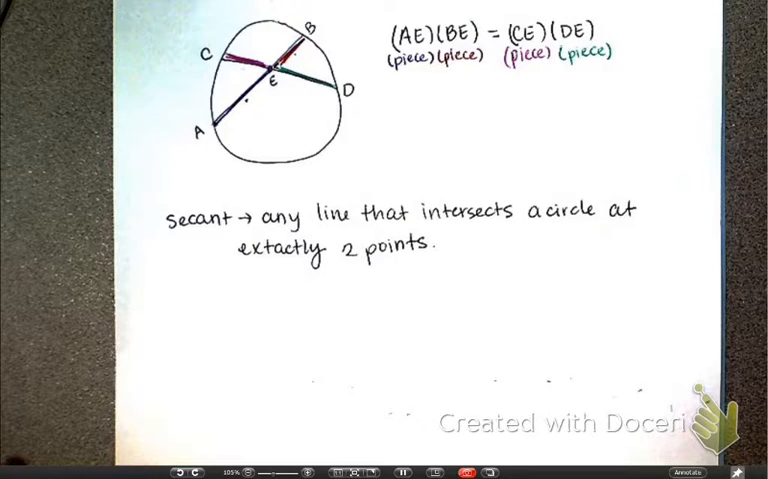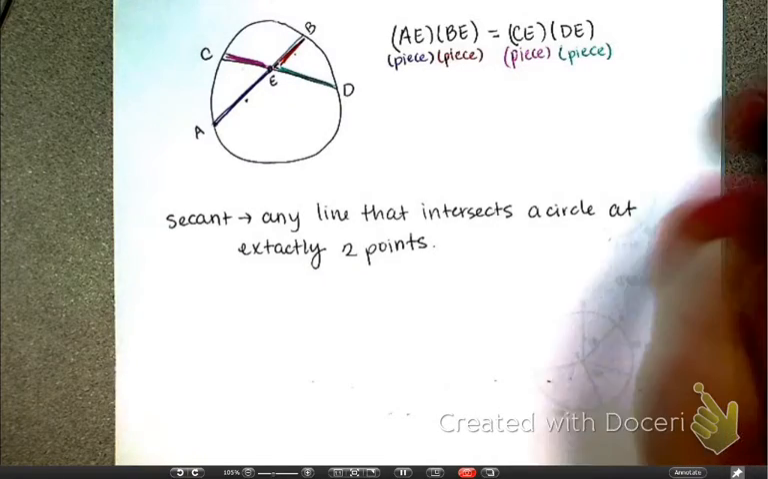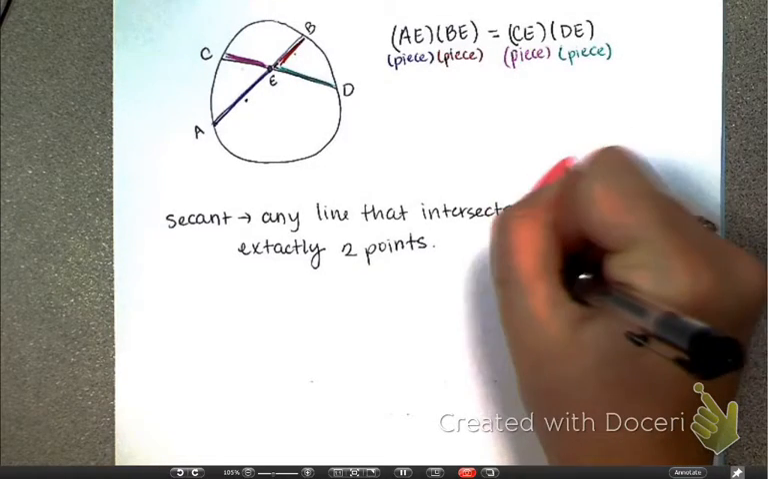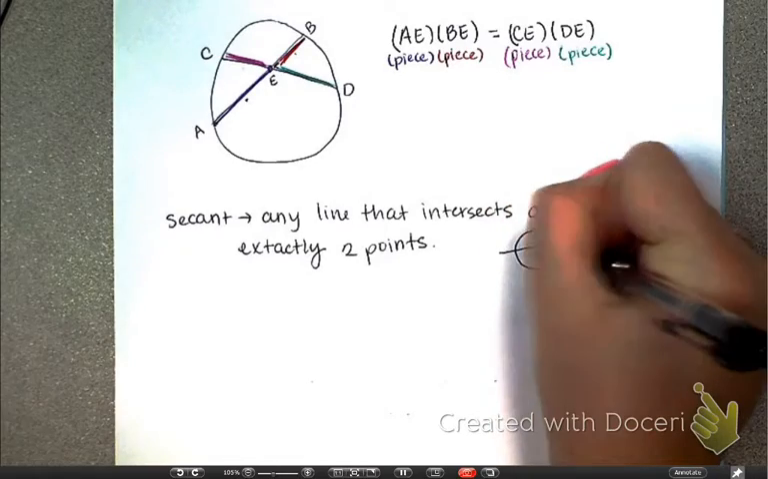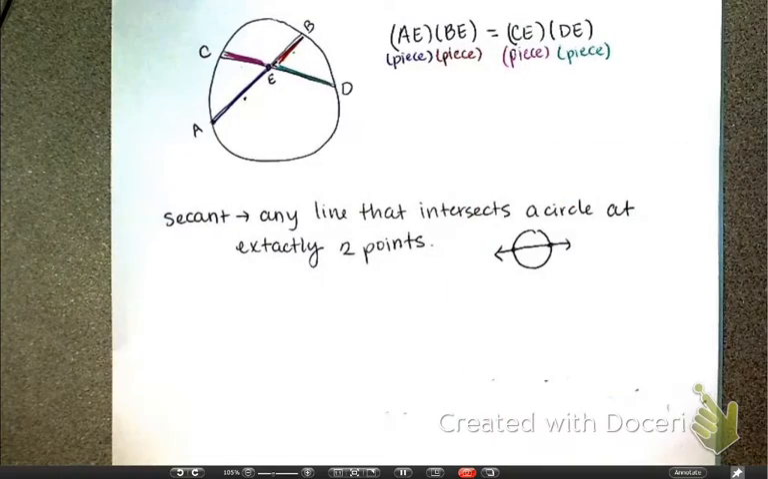A tangent intersects the circle at how many points? 1. Okay, so the secant's going to intersect it at 2 points. Now, a chord intersects it at 2 points, but a chord stays within the circle. A secant will extend outside the circle. Maybe not in both directions, but it will go past the circle, okay? If it's just inside the circle, then we're talking about a chord. But if it extends outside the circle, we're talking about a secant.